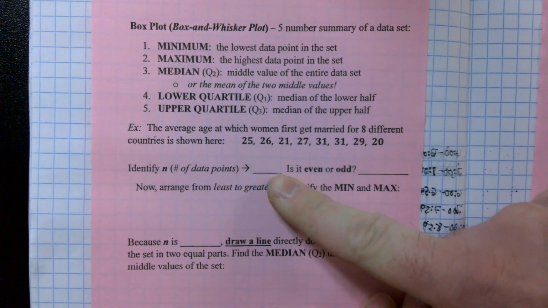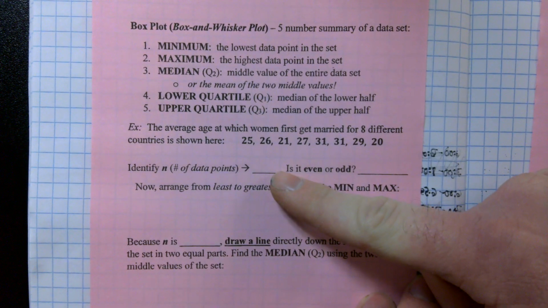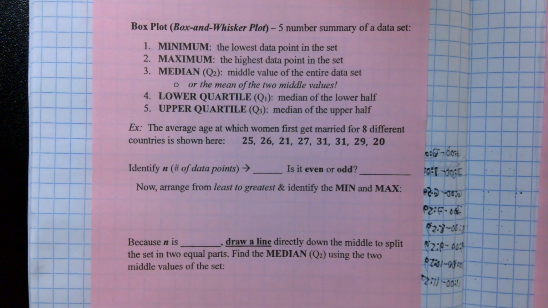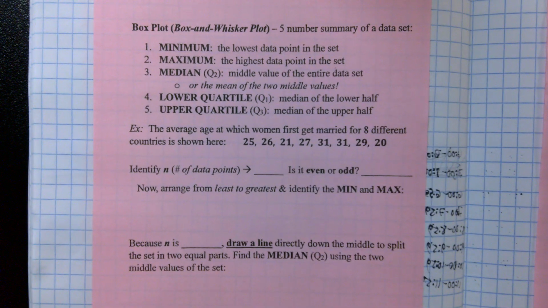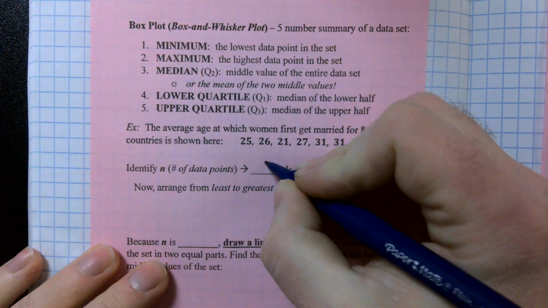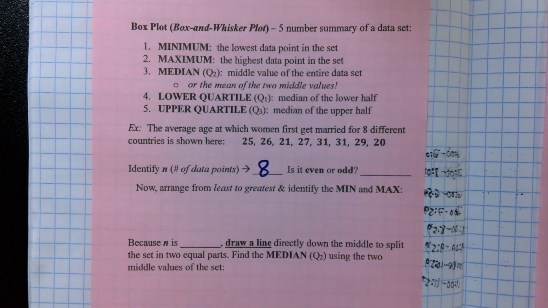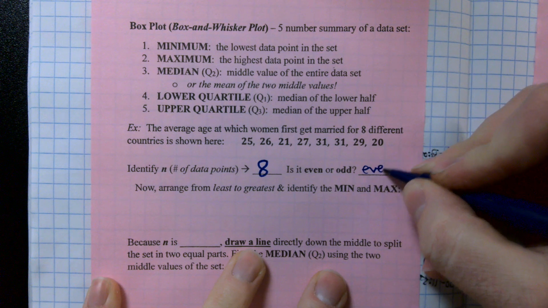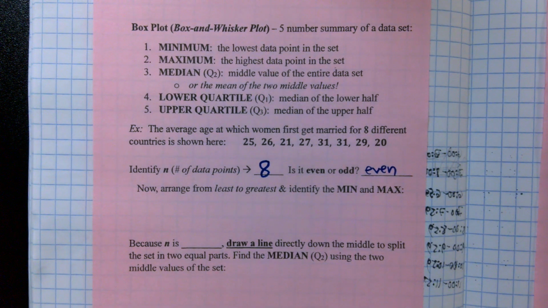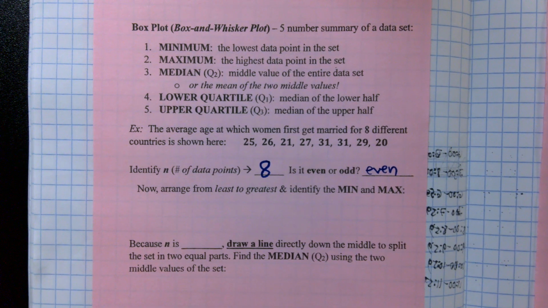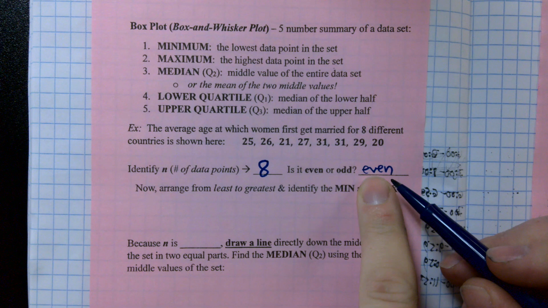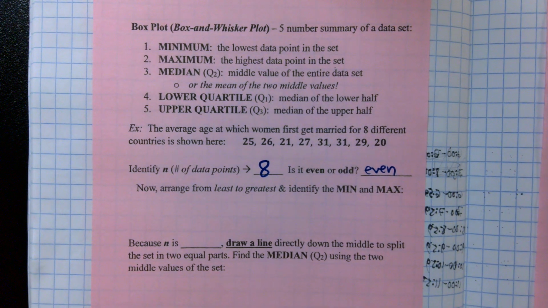Okay? First thing we're going to do is identify N. How many data points or how many countries do we have in this data set? We've got 8 of them. Is that even or odd? Even. Okay, it's important for us to note just mentally whether we have an even number of data points or odd, because when we're doing a box plot and finding the IQR, it's all about the median. So if I know that I have an even number of data points, my median, it's going to change what I do, right? Let's arrange them from least to greatest.